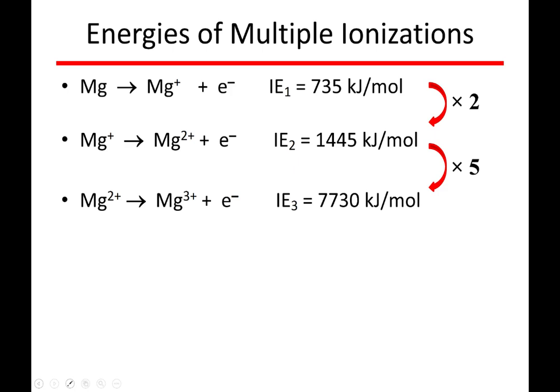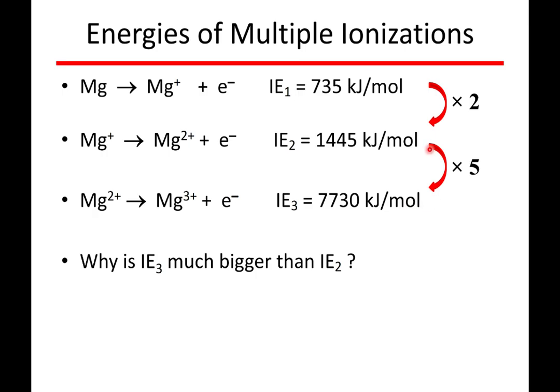So what we see here is that each successive ionization energy will be higher than the last. Every ionization energy will increase compared to the previous one. But let's see why it is that IE3 is so much bigger than IE2. Why is it being multiplied by 5, right? Whereas when you go from IE1 to IE2, it's only multiplied by 2. Why does it go up by a factor of 5 here?